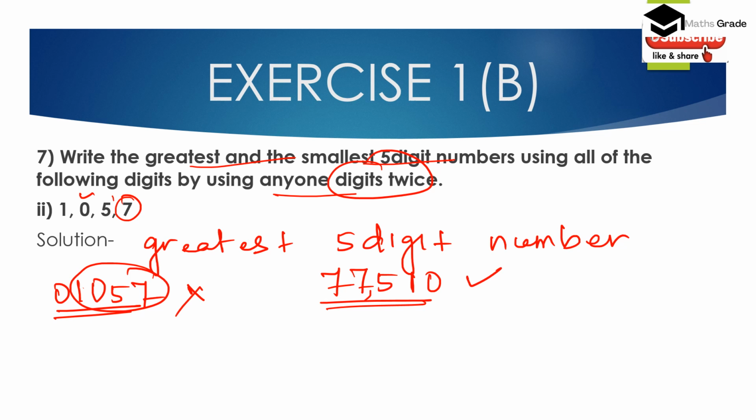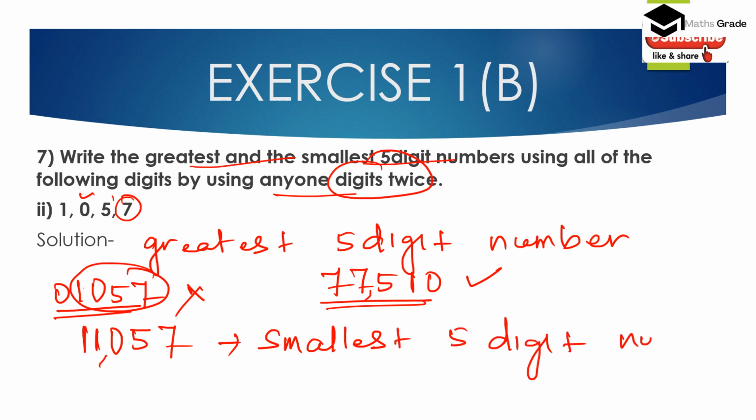So if we use the smallest digit 1 at the 10,000 place, using it twice, then after 1 the smallest digit is 0, then after 0 the smallest digit is 5, then 7. So the smallest 5 digit number will be 11,057. So the greatest 5 digit number is 77,510 and the smallest 5 digit number is 11,057.